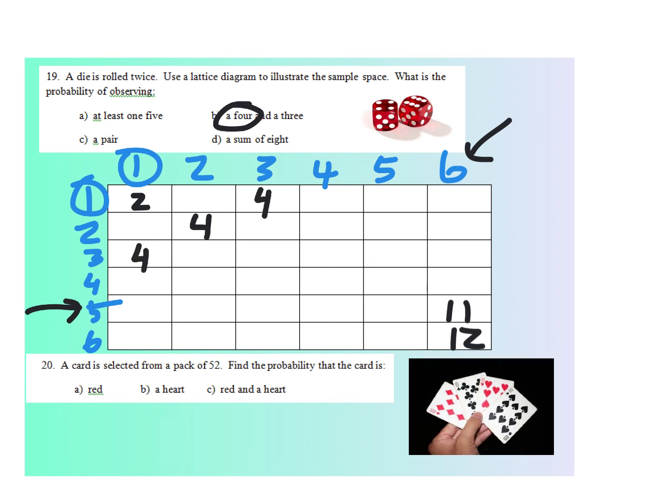So there's 3 ways to get a 4 out of how many different things can happen when you roll 2 dice. Look at the grid. There's 6 by 6, so there's 36 things that can happen when you roll 2 dice. So the probability of getting a 4 would be 3 of them out of 36.